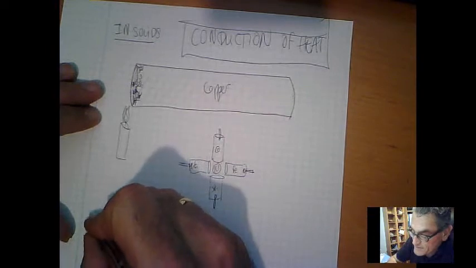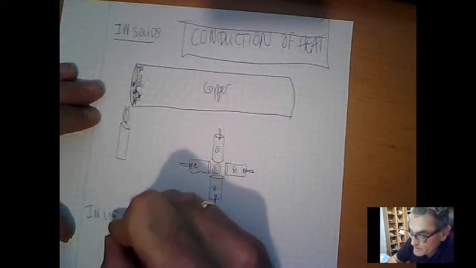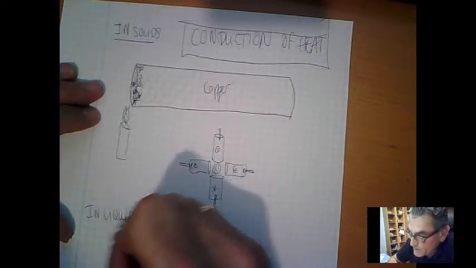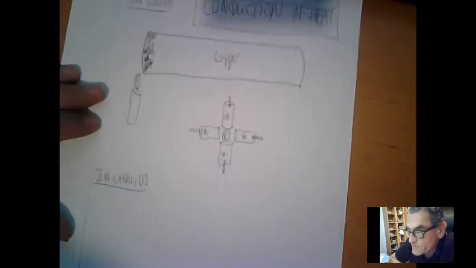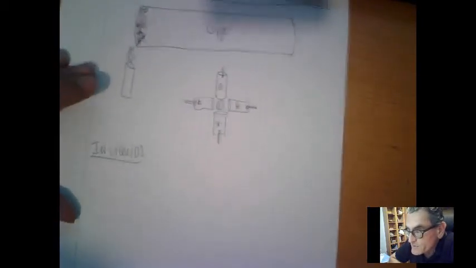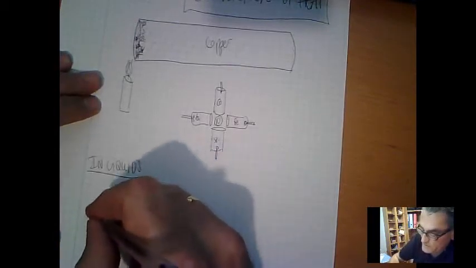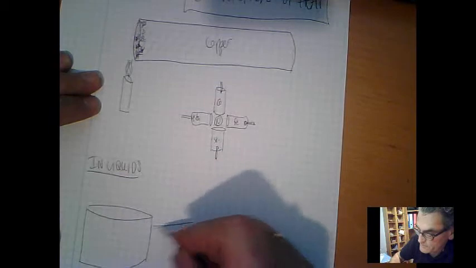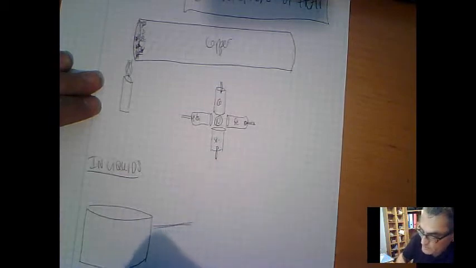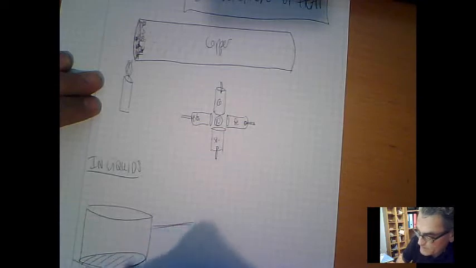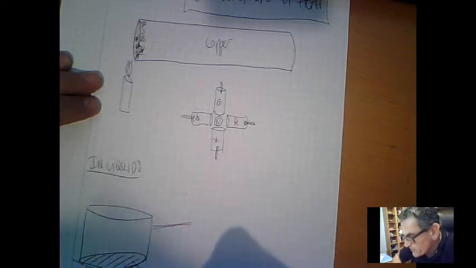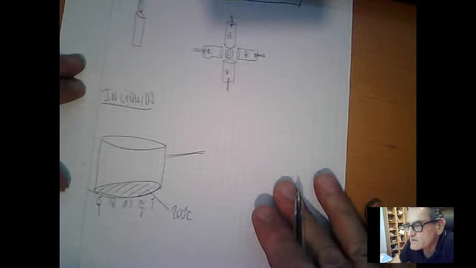In liquids, we have another mechanism which is very different, because in liquids, if you heat up a liquid, what happens? Let's take an example. You take a pan of water and you heat it up. So you put your flames down here, you heat the bottom of the pan. So the bottom of your pan will be at a certain temperature, maybe 200 degrees, maybe.